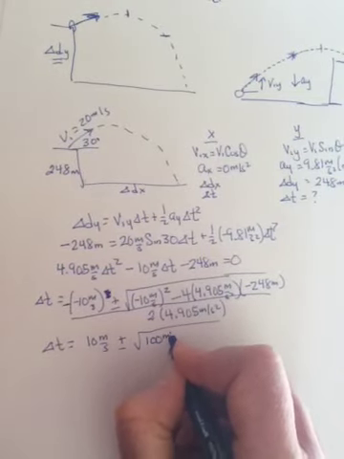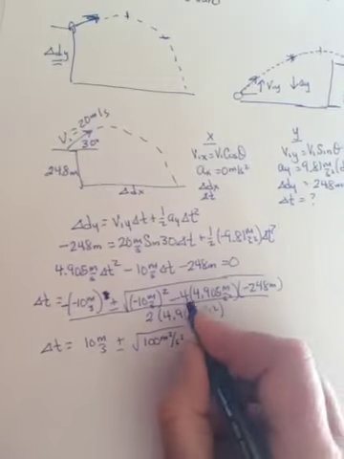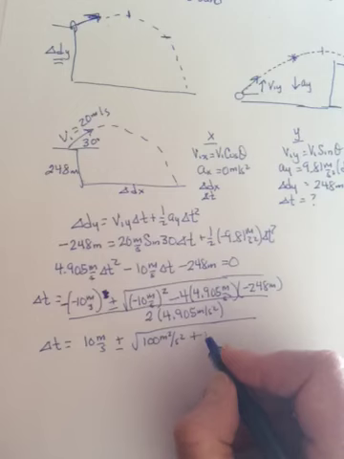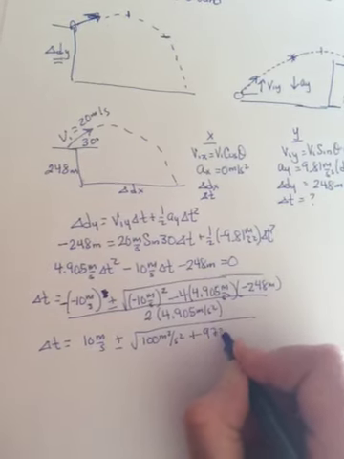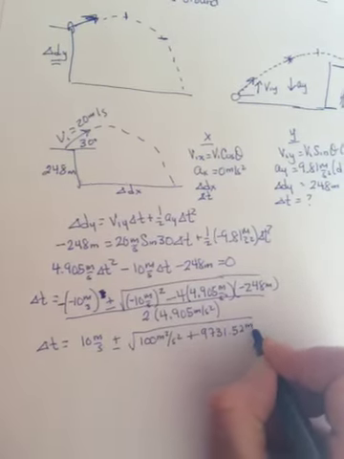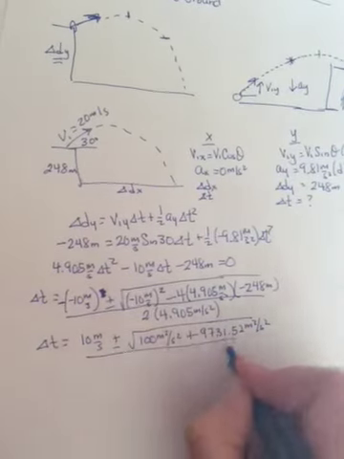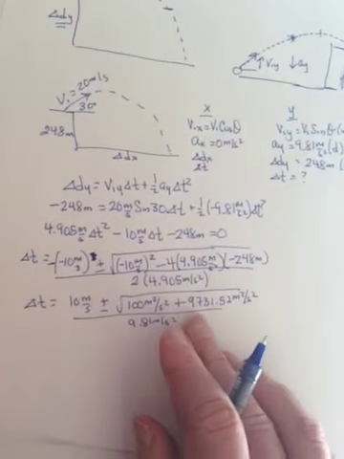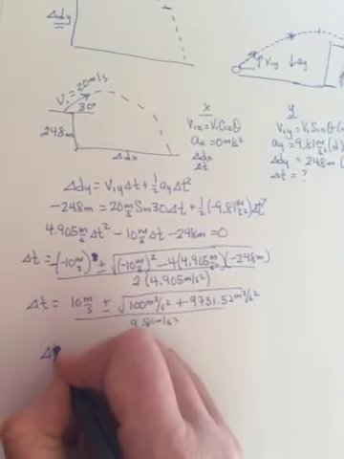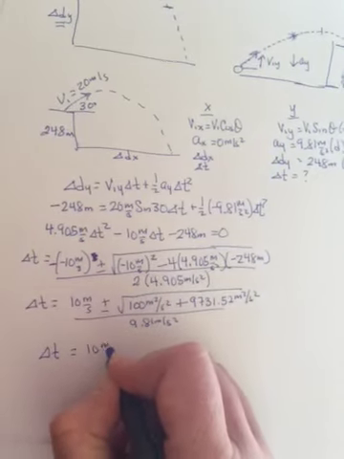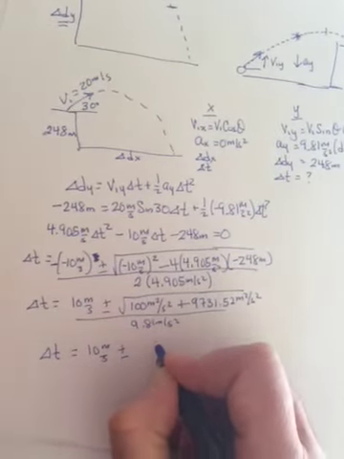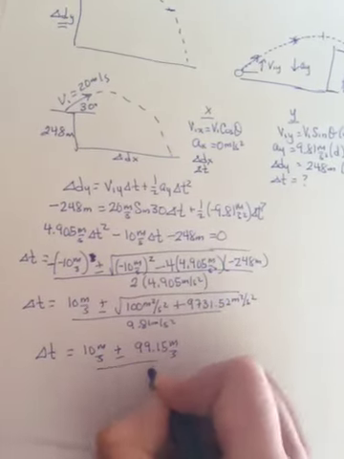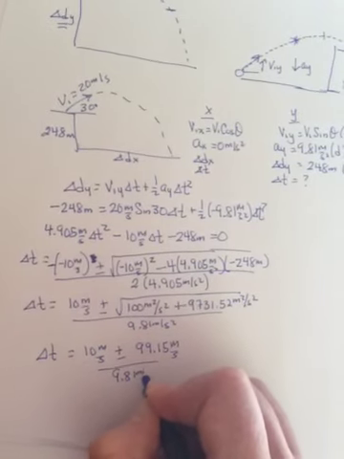This will be 100 meters squared per second squared. This negative and negative are going to be positive, and when you do the math, you get 9731.52 meters squared per second squared. On the bottom, 9.81 meters per second squared. So the total under the root is 9831, and then we're going to take the square root. So 10 meters per second plus or minus the square root is 99.15 meters per second, and then over 9.81 meters per second squared.